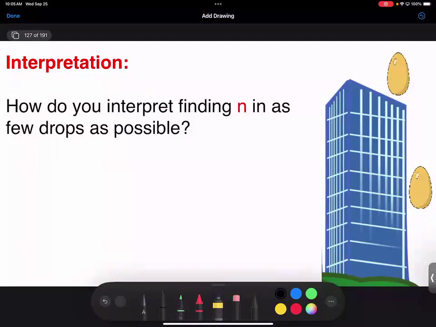Does it mean as few cracks, or I'm interpreting it as few throws, even if it doesn't crack, it counts as one. Good. So even if it doesn't crack, it counts as one. Yes. But what does as few drops as possible mean? The optimal, like a minimum number of drops to reach a certain value n. Okay, and how do you define minimum?